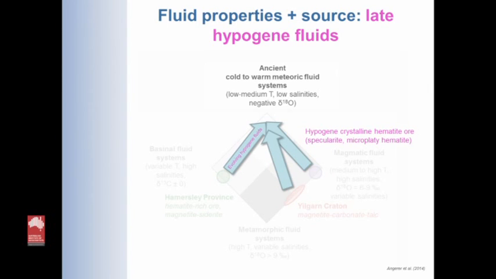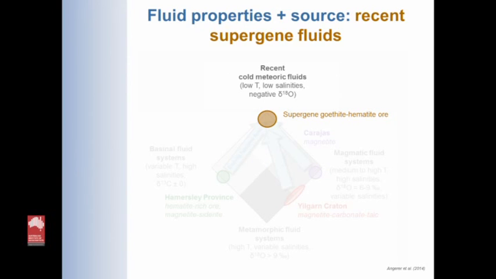Okay, so a lot of these hypogene deposits are then overprinted by specular hematite or macroplated hematite, in the Hammersley, in the Yilgarn, and Carajás. So in all of these different areas, it seems like we have another fluid which is still warm, medium temperatures, low salinities, and that is an overprint. We have the mobility of iron forming these crystalline hematite. And then lastly, we have the overprint of the supergene goethite blanket on top of these hypogene ore bodies.